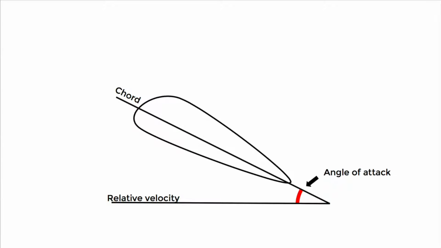The angle of attack is the angle between the chord, or the line stretching straight across the middle of the wing, and the relative velocity. If a bird is flying parallel to the ground, the relative velocity will be 0. Lift acts perpendicular to the bird's motion.